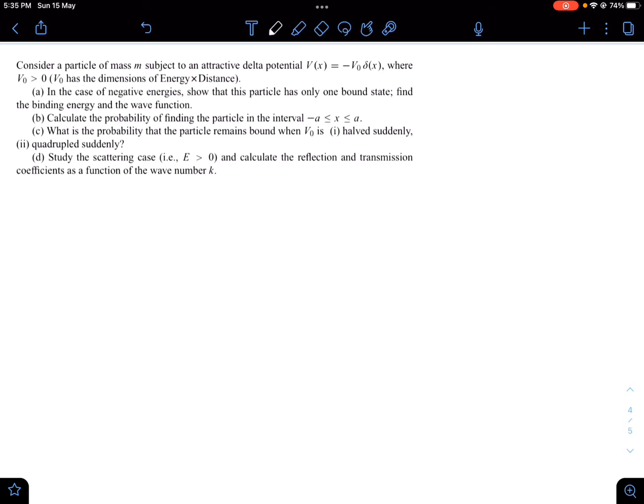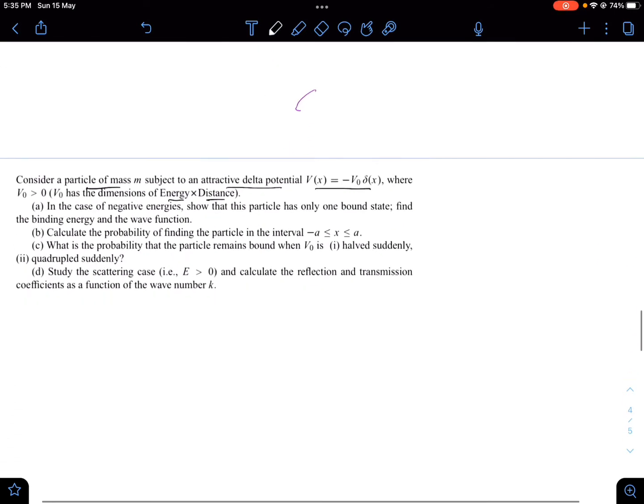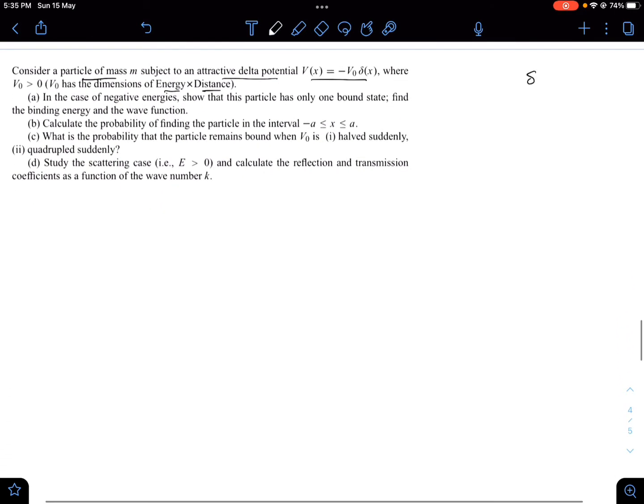Let us move to the second problem. So what does the problem state? We have a particle of mass m that is subject to an attractive delta potential which is given here, and V0 has the dimension of energy times distance, because we know that the delta function has dimension of inverse length in 1D.